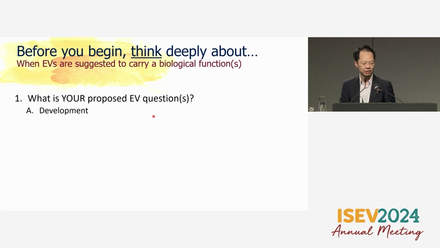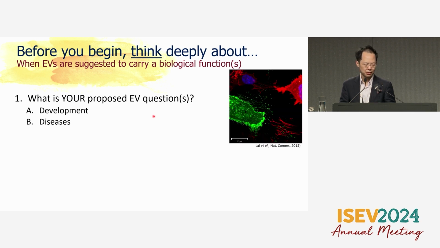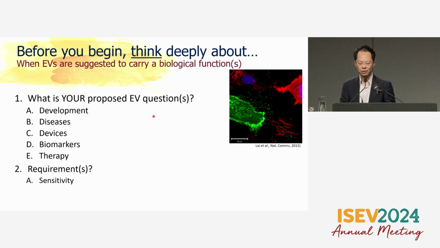Is it related to development, diseases, cancer, neurological disease, whatnot? Or are you trying to make devices? Okay, biomarkers. Okay, would vesicle imaging help you? Therapy, are you trying to develop therapeutic vesicles? Think about these questions really deeply before you approach imaging, because it will answer the following question: what is the sensitivity that's required for your imaging, and what is the resolution that would best fit to answer your questions?